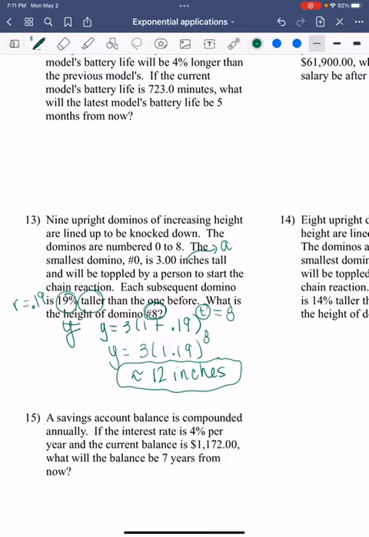Okay, I will post worked out solutions for all of these, but make sure that you're trying them first on your own.